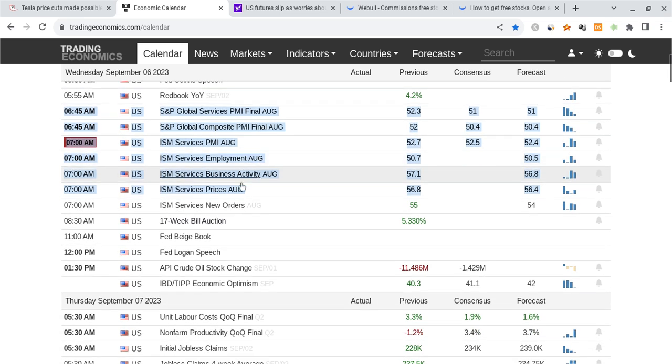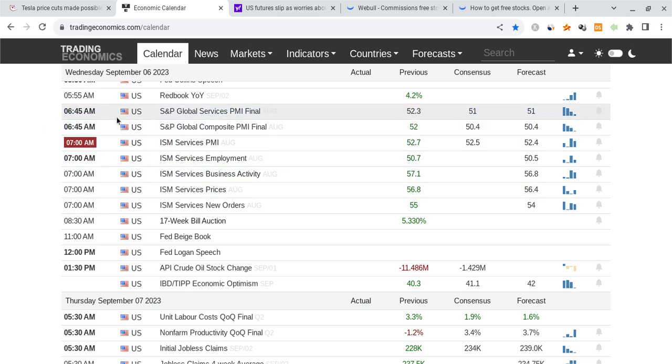And then we have some big data coming out 15 minutes after the market opens. We have the S&P Global Services PMI report coming out. Now, this is going to give us a good understanding of how the economy is looking. If it's below 50, that's not going to look too good. If it's above 50, that's going to show a little bit more strength, at least to some extent. And it's going to let us know how the current services sectors are doing in the economy. So for the first 15 minutes, that's going to be very, very important.